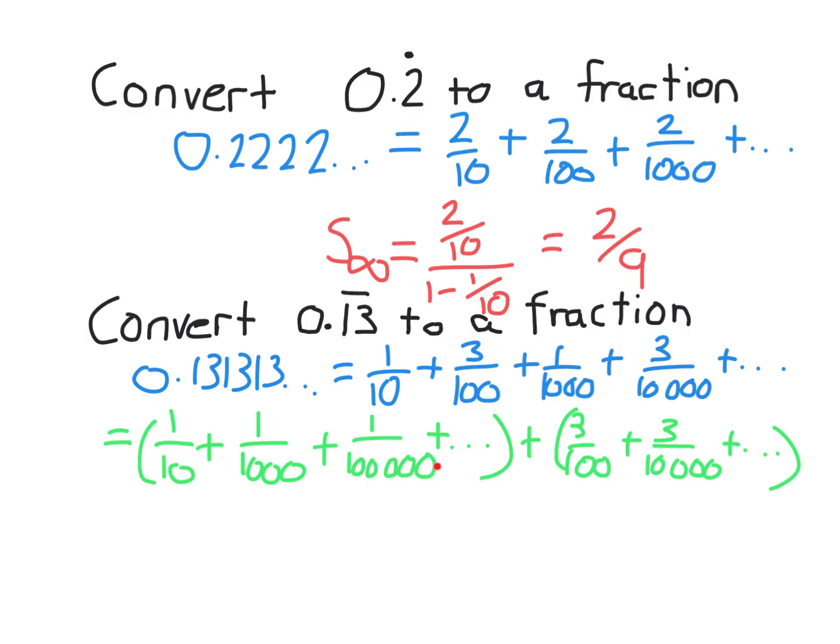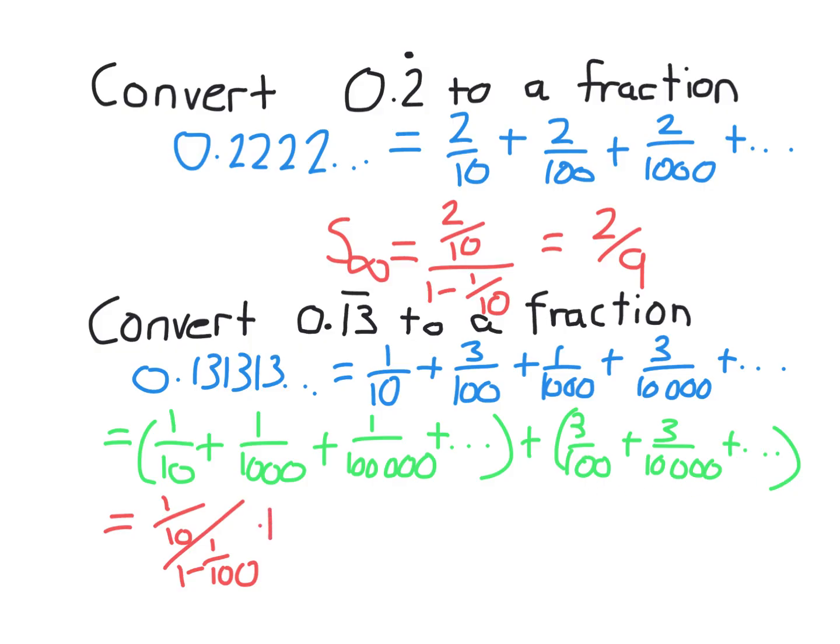Now this has a limit. There are infinitely many terms, and r is equal to 1 over 100. So the sum of this first bracket will just be a over 1 minus r. Similarly, there is a limit for this second bracket as well. r is 1 over 100.